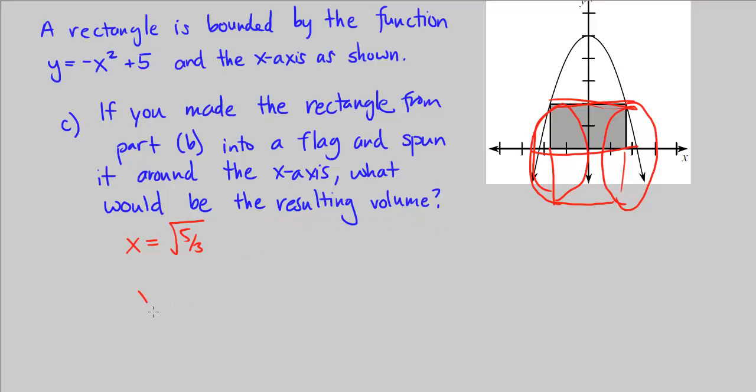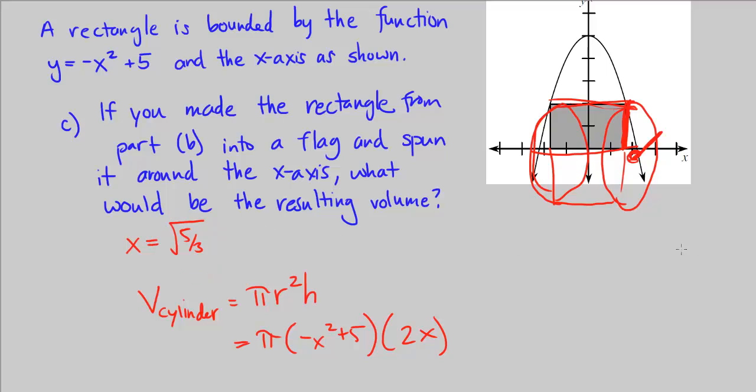Alright, so the volume of a cylinder is equal to pi r squared h. Okay, so the radius of this cylinder is the radius of the circle it's made of, and the radius then is the height of our rectangle, and the height of our rectangle we know is negative x squared plus 5, and the height of the cylinder is the length across the cylinder. We know that is just times 2x, right?